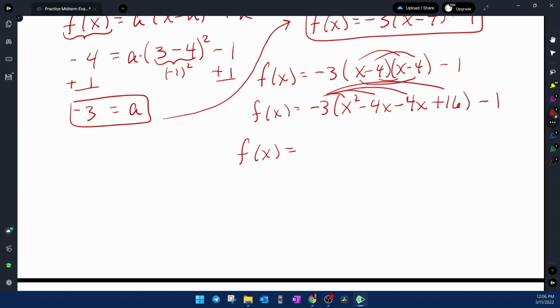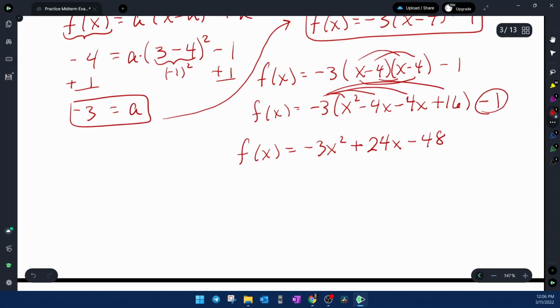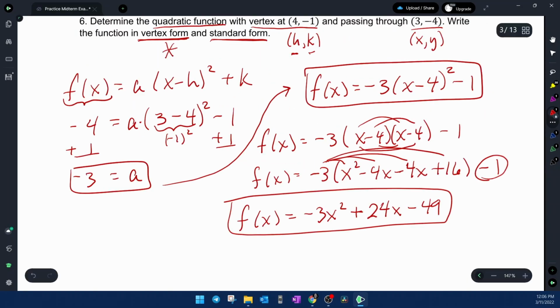Here we go. Negative 3x squared. Negative 3 times negative 4 is positive 12. And I'll have another one just like it. 12 and 12 is 24x. Negative 3 times 16 is negative 48. Minus 1 would give us a negative 49. And there is our function in both vertex form and standard form.